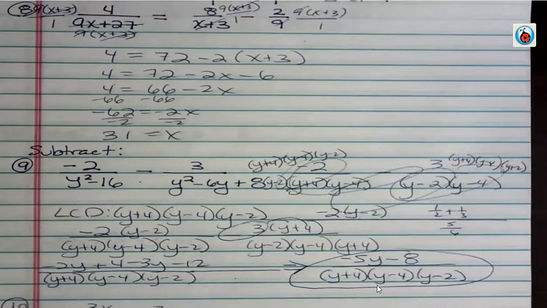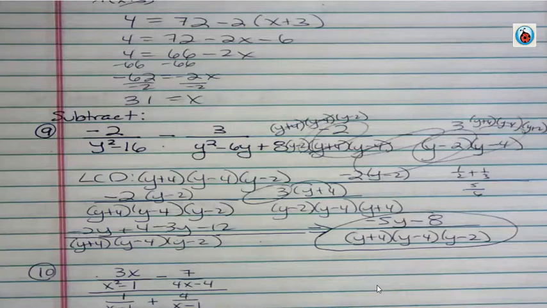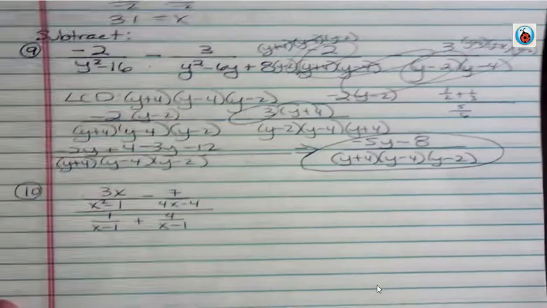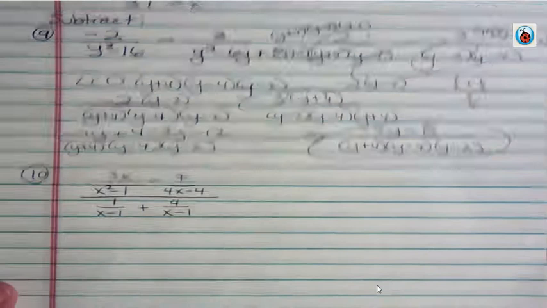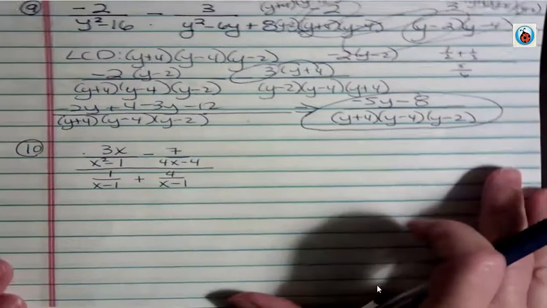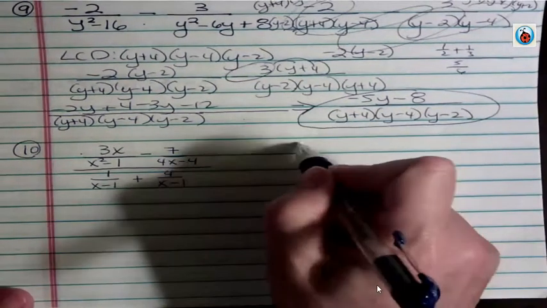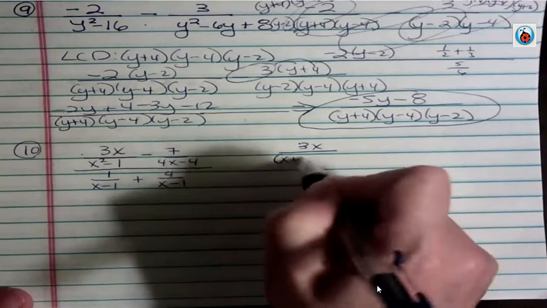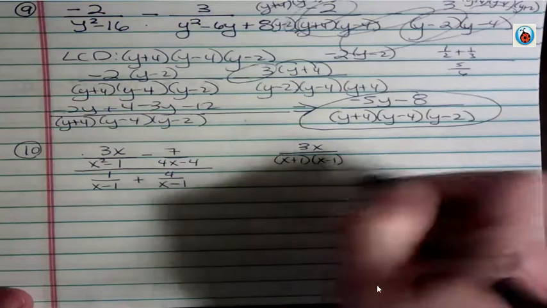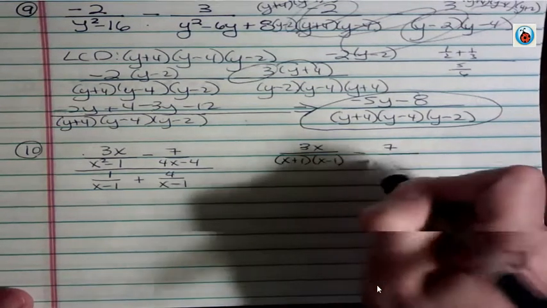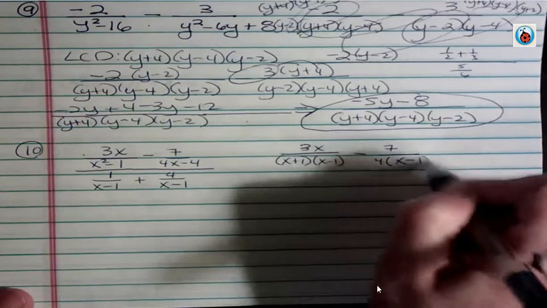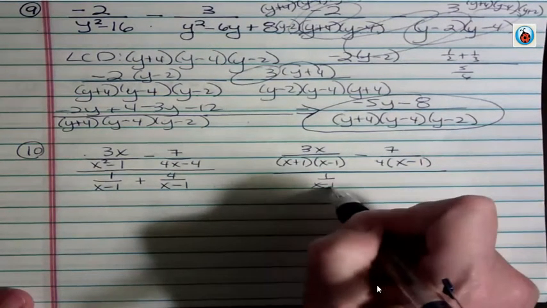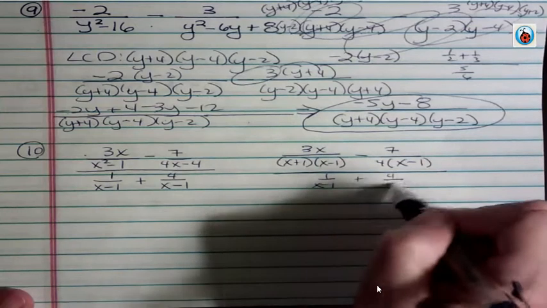Okay, last one for this video. This video is taking a long time, but the last one is something called a complex fraction. I have fractions inside of fractions. So I'm going to start by factoring each denominator. X squared minus 1 is x plus 1 and x minus 1. And then over here, I'm taking out the 4, and that leaves x minus 1. Then I have 1 over x minus 1 and 4 over x minus 1.